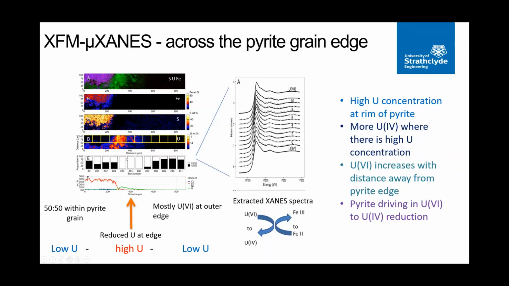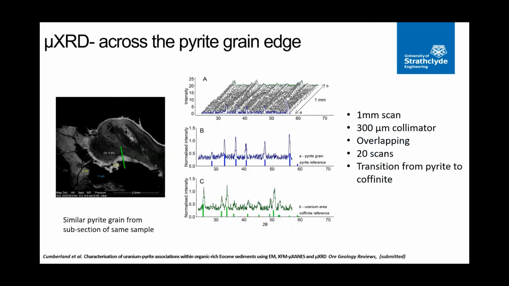So we get uranium-4 at the rim, which gradually goes into uranium-6 away from the rim. We get a little bit of uranium-6 in the pyrite as well. So we're asking the question, is pyrite driving the reduction? And although this has gone out to publication, it's still quite theoretical.